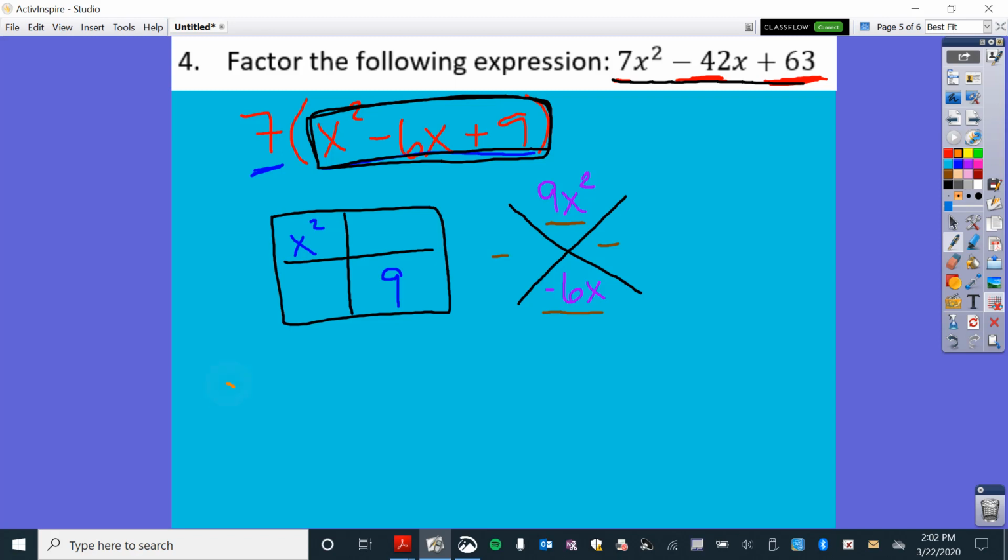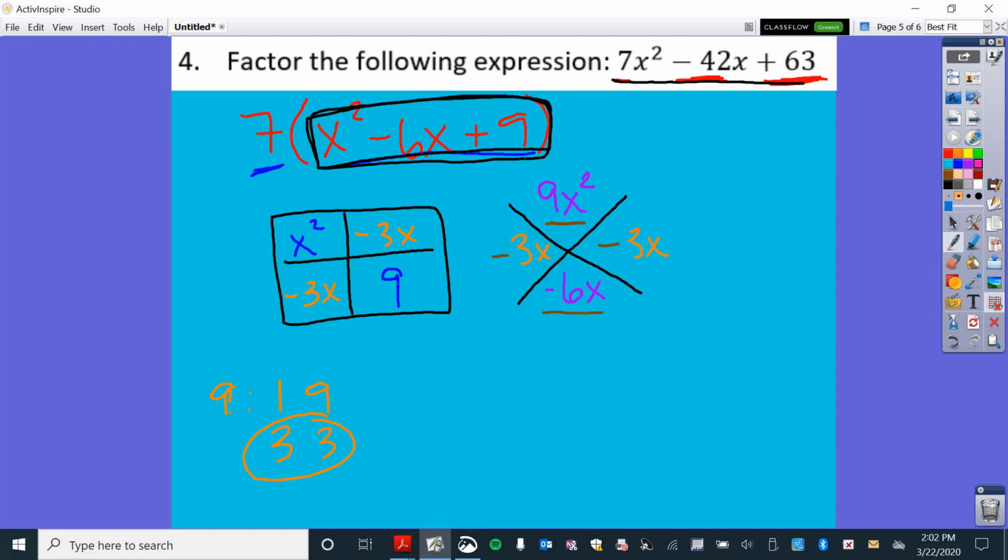So we need to know our factors of 9. So we have 1 and 9, and we have 3 and 3. So which of these numbers add up to give you 6? The 3 and the 3. So we're going to put our 3x and our 3x. So they're both negative. Now we're going to come in our box and we're going to plug in both the negative 3x's.